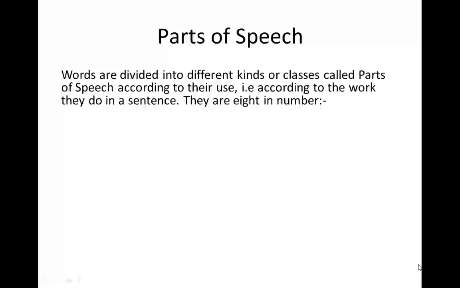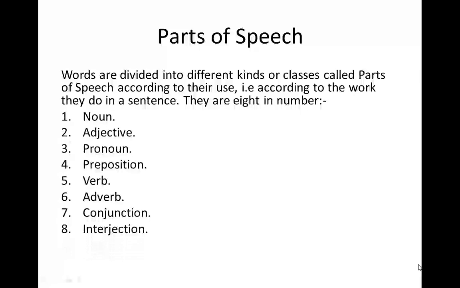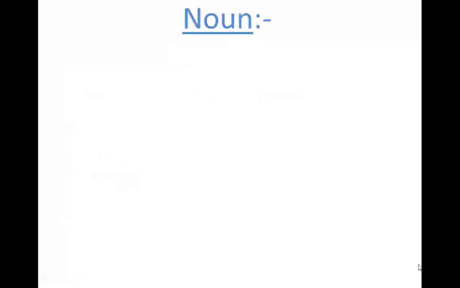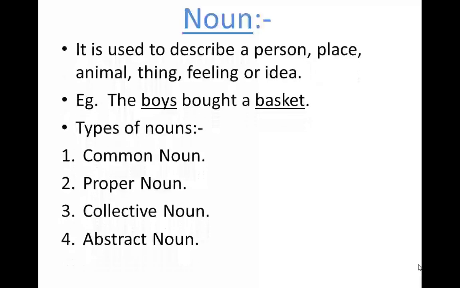There are 8 parts of speech, that is noun, adjective, pronoun, preposition, verb, adverb, conjunction and interjection. Let's start with noun. What is a noun? Noun is a word that is used to describe a person, place, animal or thing, and among these things, the list of things, words like feelings or ideas also fall in this one. For example, as given over here, the boys bought a basket. Over here, boys and basket, obviously they are nouns.